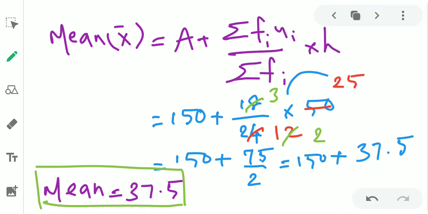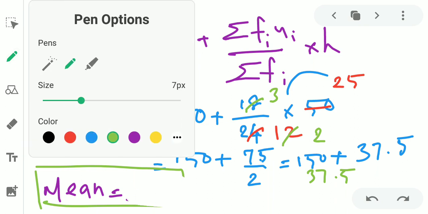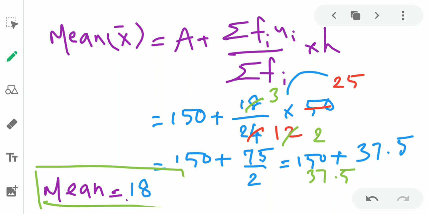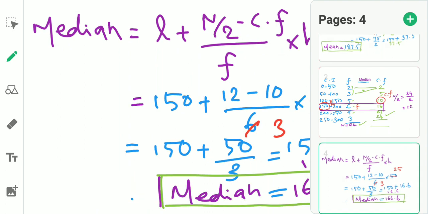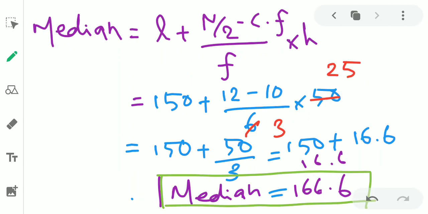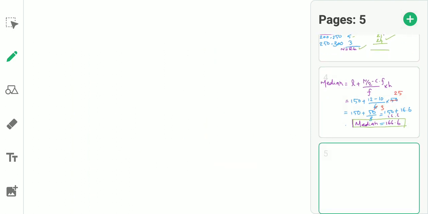Actually the mean also we did a little bit of a problem, that is wrong. So that 37.5 will not come, just 150 we should add. So this is 37.5, if we add like this, 187.5. Yes, this is the mean. Actually I did a mistake, change it. So 187.5 is the mean, and the median is 166.6, and we will think about mode.